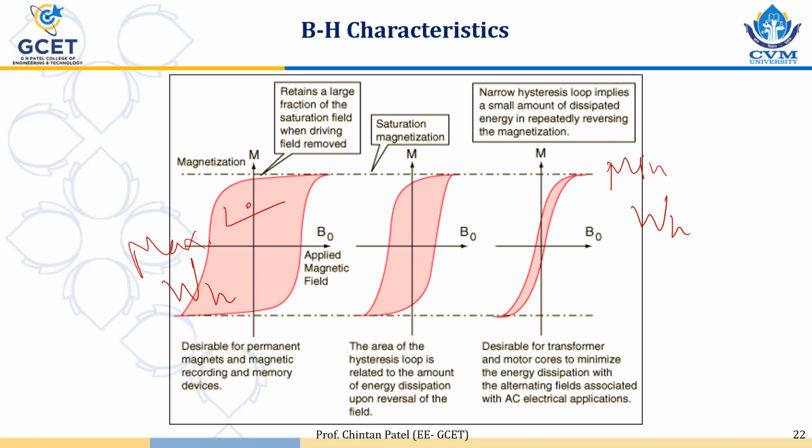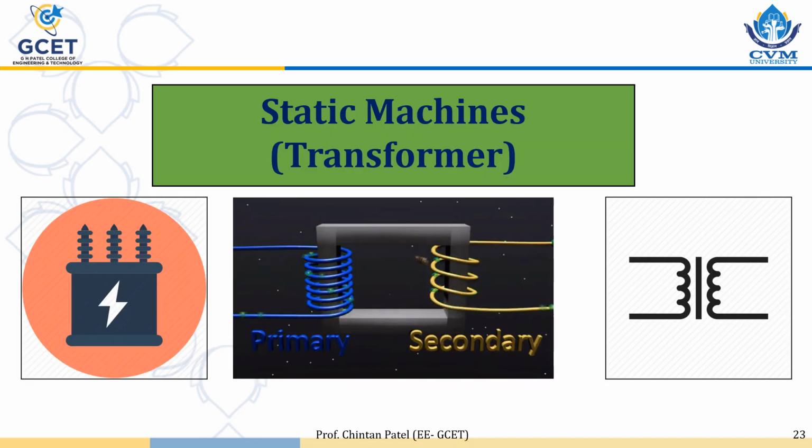So this is the desirable characteristic for transformer, motor, and generator cores to minimize the energy dissipation with alternating field associated with AC electrical applications. So in the next session, we will discuss static electrical machines, that is the transformer.